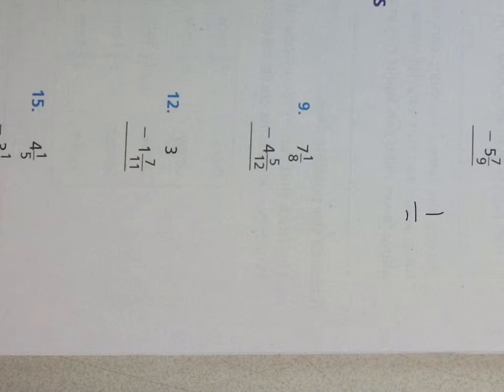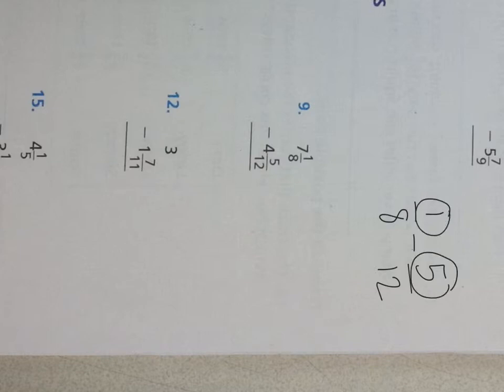So we have 7 and 1/8 minus 4 and 5 twelfths. So again, let's look at our fractions first. We have 1/8 minus 5 twelfths. Now, when you think of subtraction, you know that you cannot take away 5 from 1 because 5 is bigger.